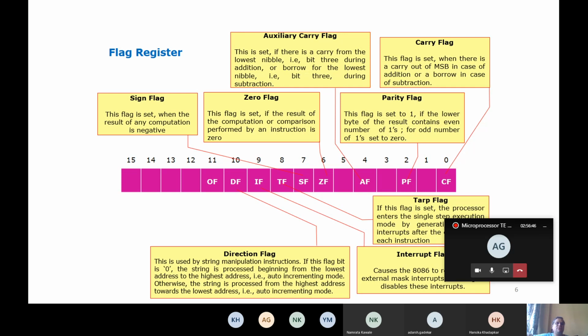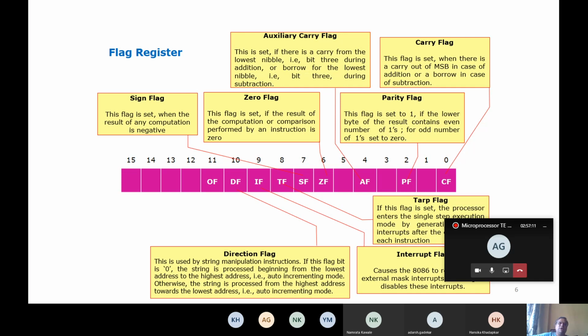But if I set this particular flag, the direction flag, then the string will be processed from right to left. That means highest address to the lowest address. Now what does this mean actually? We will see, because this is related to SI and DI also. Whether SI will increment automatically or decrement automatically, that is decided by this direction flag.